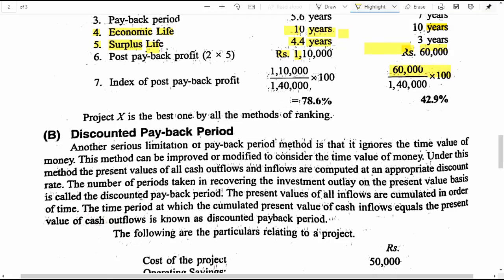Now the second improvement to the traditional payback period method: the discounted payback period method. One of the limitations of the payback period method is that it ignores the time value of money. It doesn't consider the present value of the future cash inflows in its calculation. To overcome that limitation, discounted payback period has been introduced.